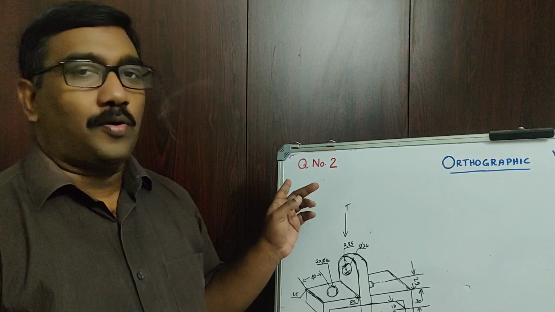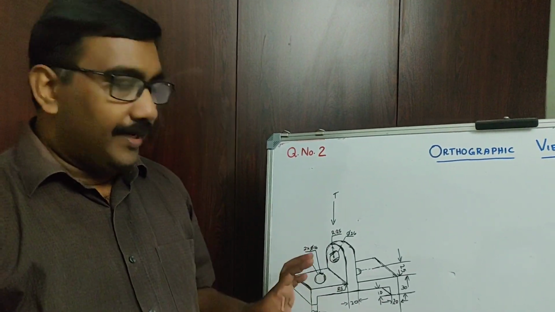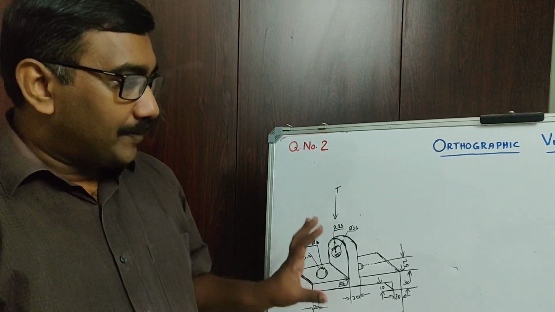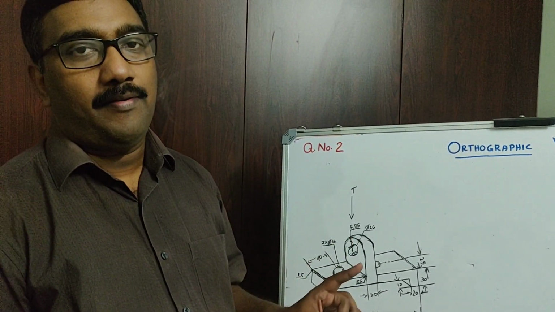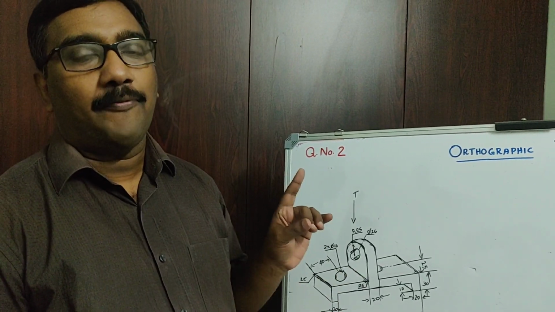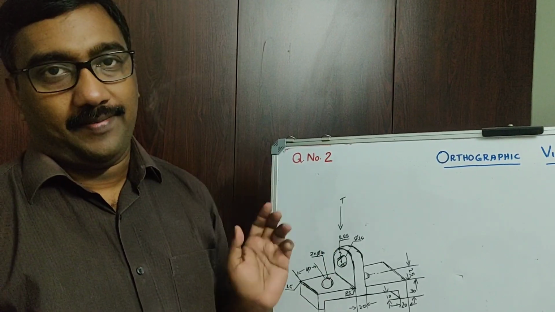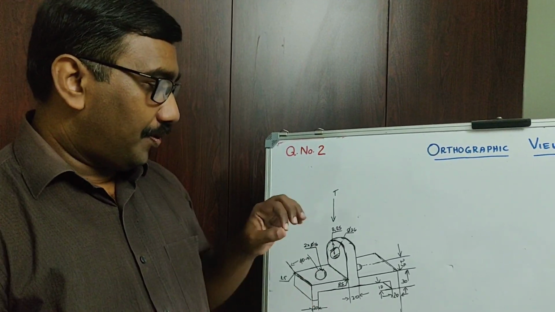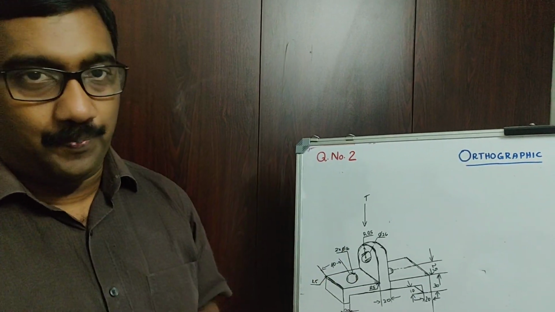Orthographic view, question number 2. Here you are having an object. You have to draw the plan or the top view, the front view or the elevation, and the side view from left. Okay? So initially we will start with the plan or top view.